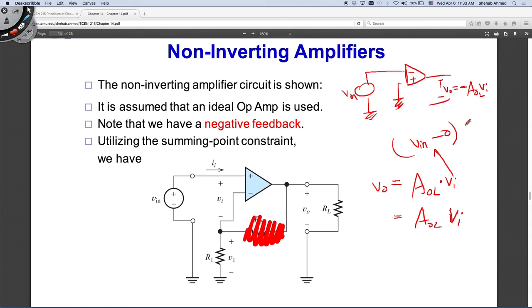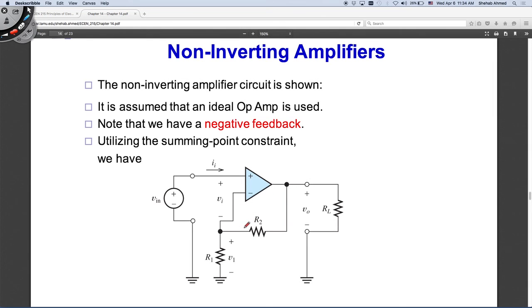It was the open loop gain times VI. But what was VI? Remember, it's the positive minus the negative. It's 0 minus V input. That's where V output equals minus AOL times V input comes from. Right? So what is this called? This is called the inverting amplifier configuration. This one is called non-inverting, because we have a positive value here.